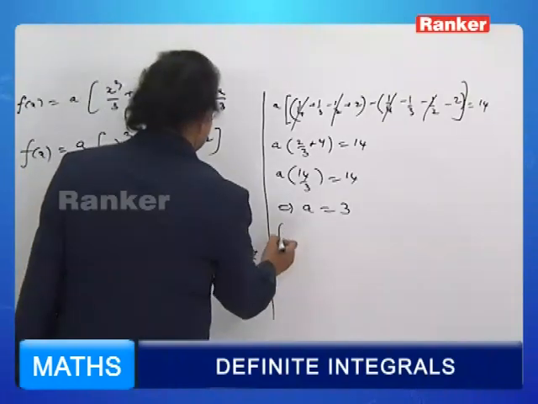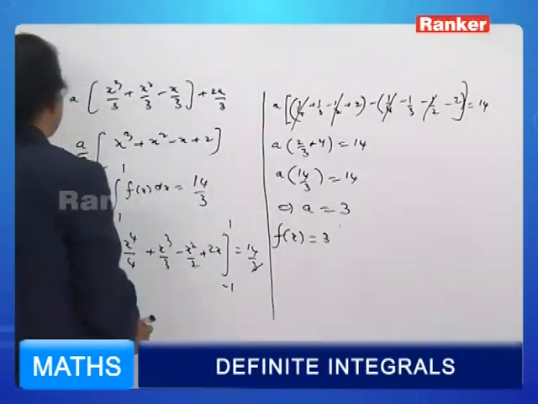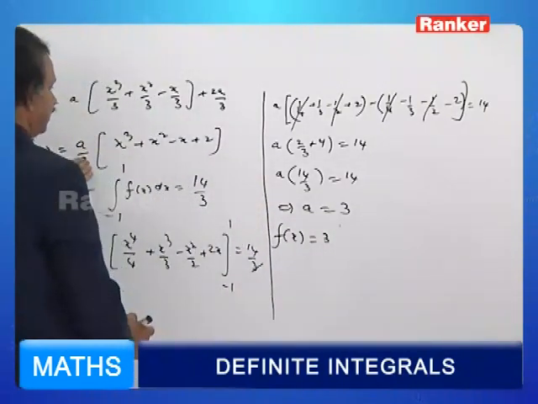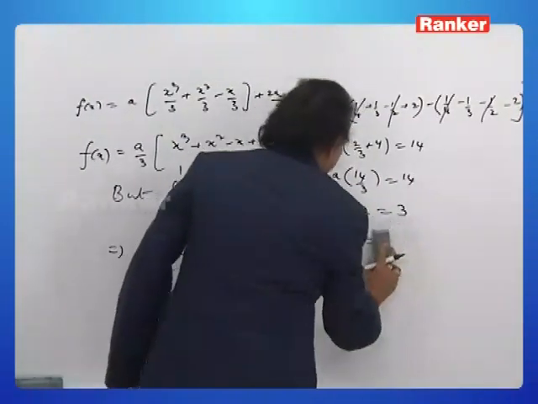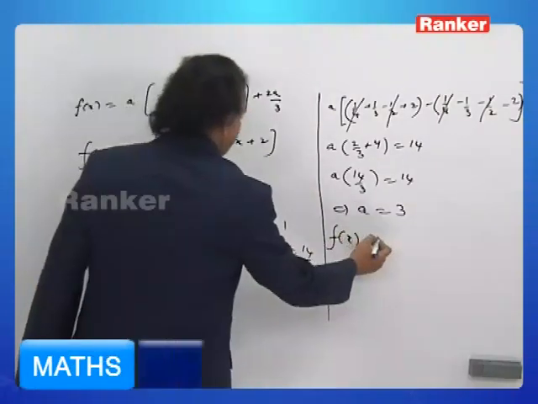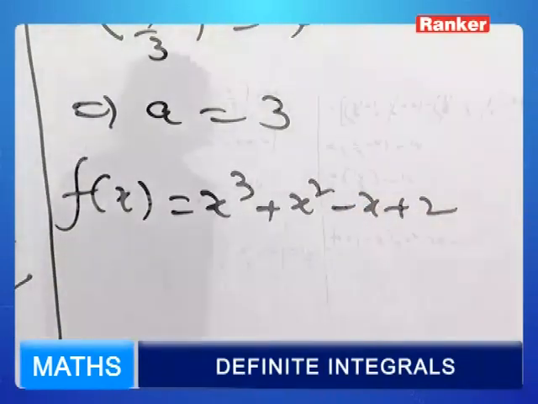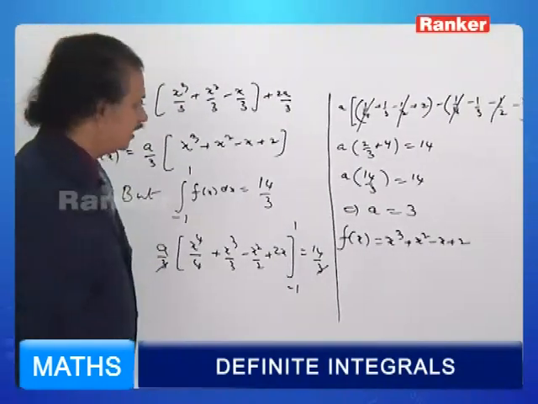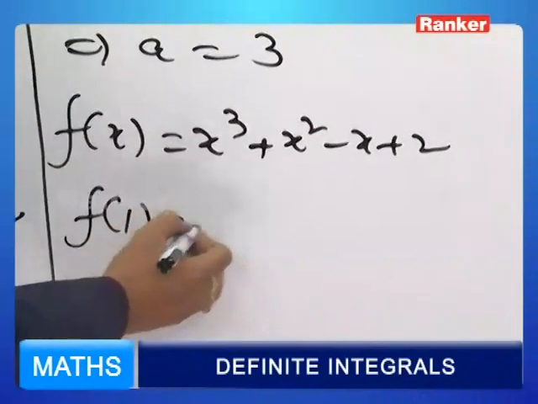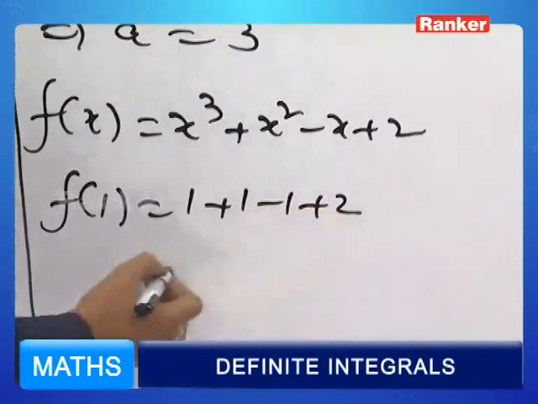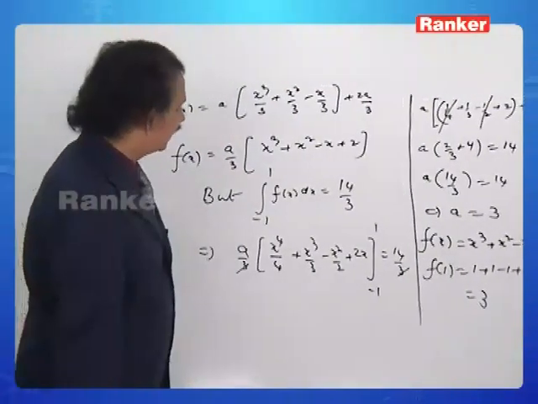We have got both a and b, so that we will be able to estimate f of x. What is f of x? F of x is therefore equal to 3 into, in the place of a you take just 3, 3 by 3 is 1, x cube plus x square minus x plus 2. But the main question, you see, we are asked to have f of 1. What is f of 1? F of 1 is therefore 1 plus 1 minus 1 plus 2, it is 3. Ultimately the answer is 3.